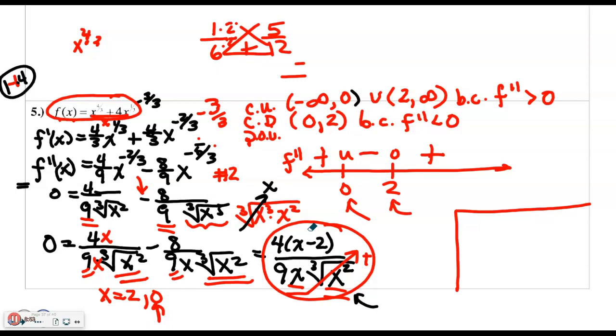So you would say at x equals 0 and 2 because you can't use the word it, we don't use pronouns. It's because f double prime, it's not because it equals 0, it's because f double prime changes sign. Or the function f changes from concave up to concave down, or vice versa.